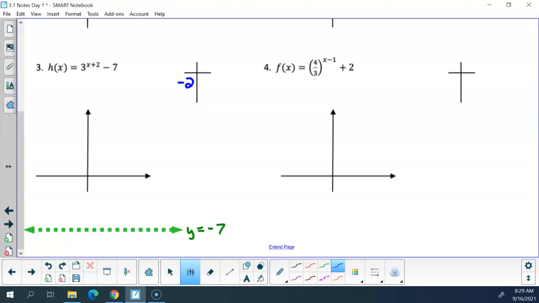If I plug in -2, -2 plus 2 is 0, that's what I wanted. 3 to the 0 power is 1. 1 minus 7 is -6. So we are 2 over, and we are way down. What is the x value that will give me an exponent of +1? -1. That's going to be the next one I try. -1 plus 2 is +1. 3 to the first power is 3. 3 minus 7 is -4.